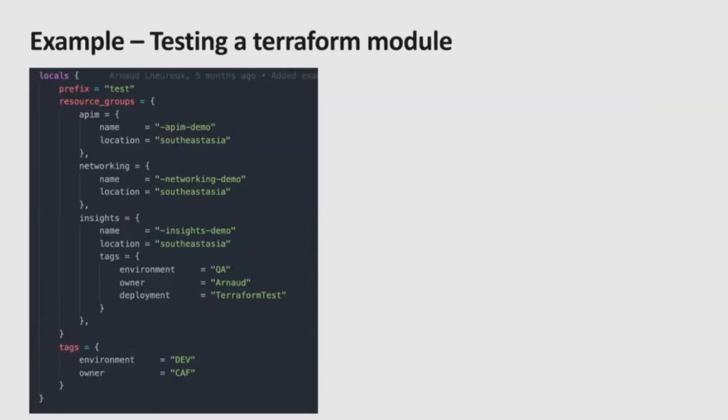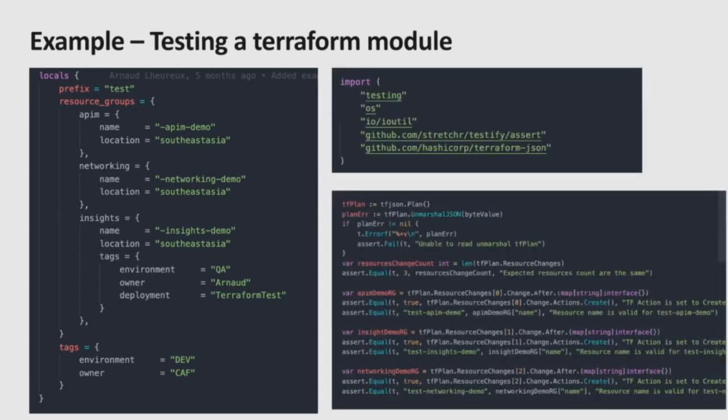So here we have some Terraform files. We have some resource groups that are going to be created, and we have 3 resource groups. So we have an API demo, we have a networking demo, and we have an inside demo, and we're using a prefix as well. On the right-hand side, we have our unit tests.